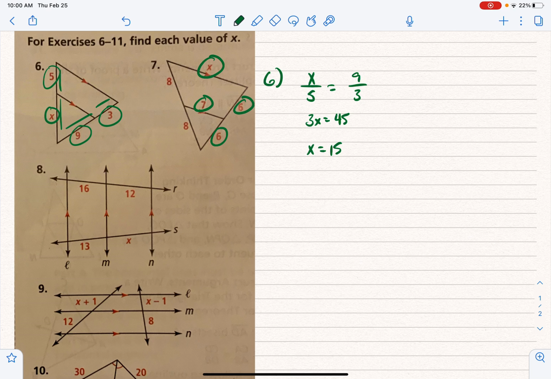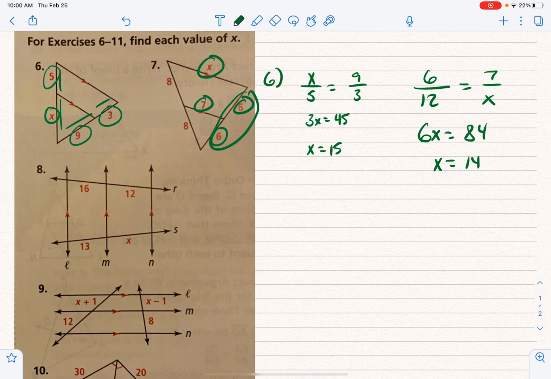So for this one, I've got to say 6 is to 12. Now I'm adding these two in the same way that 7 is to x. Now that will work. And I get 6x is equal to 7 times 12 is 84. So therefore, x is equal to 14. All right, that one was a little bit tricky. 6 and 7 were definitely different problems.